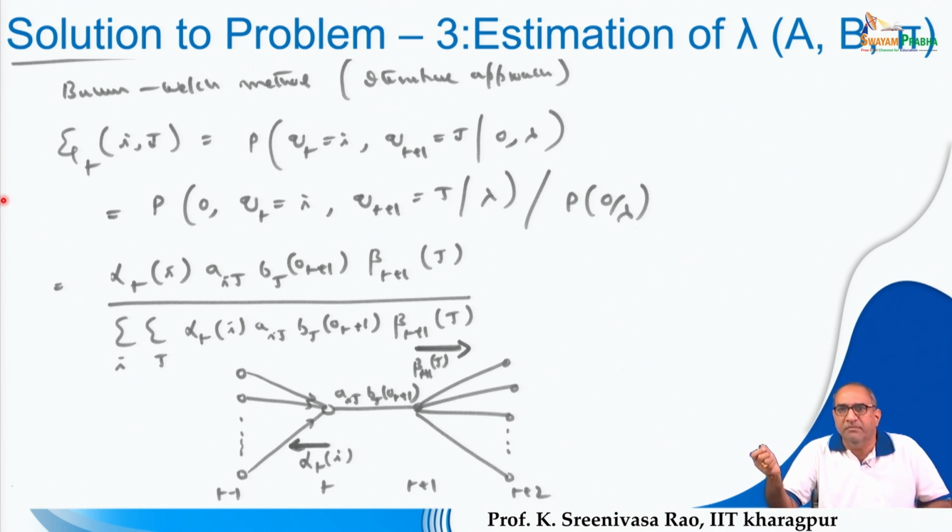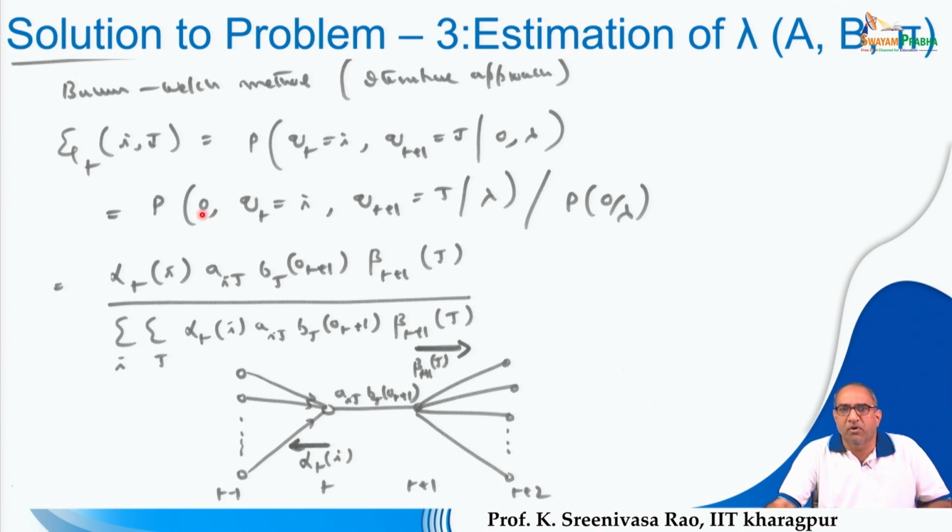That means, at a particular time instant, what is the probability that the system is in state i, and in a successive time instance, what is the probability that the system is in state i at time t and j at time t plus 1. So, this is nothing but again the joint probability, the same way we computed for gamma t of i, you can also estimate it the same way.